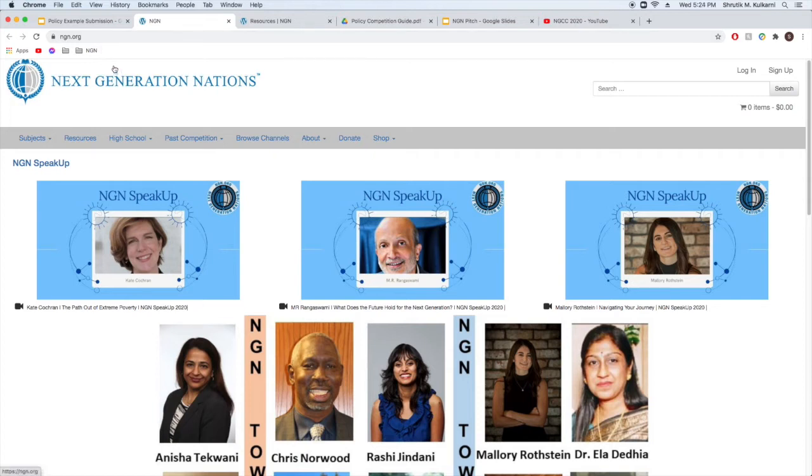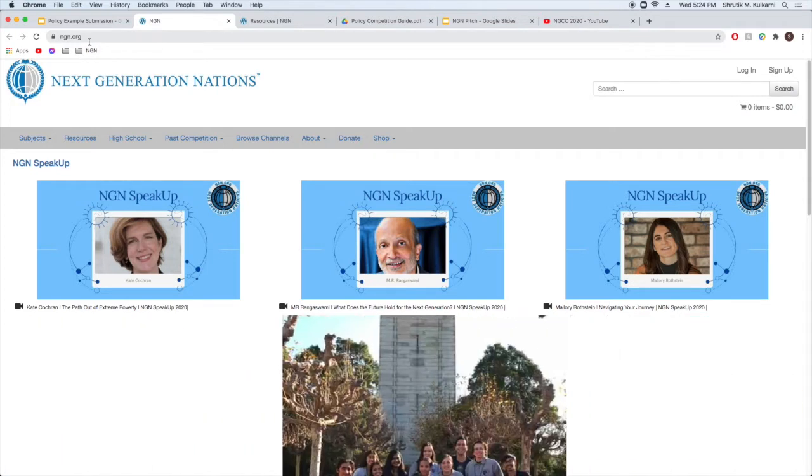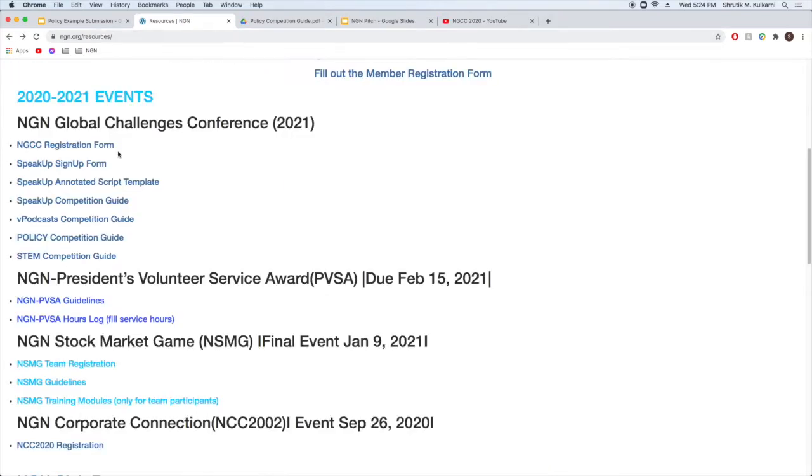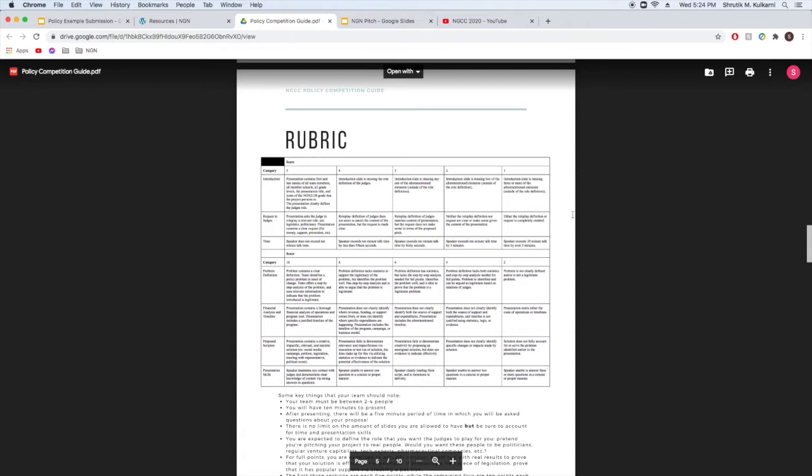So essentially what we're going to be looking at is the NGN website, ngn.org. You're going to want to click on resources, which will bring you to this page right here. And here we have everything. We have the NGN Global Challenges Conference of 2021. Here we have the registration form. Here we have the policy competition guide, which is the main thing you're going to want to look for. And once you click on the policy competition guide, it should bring you to this drive folder right here.